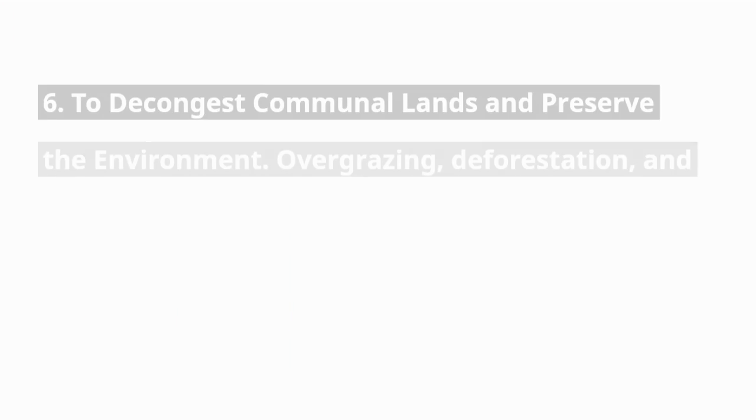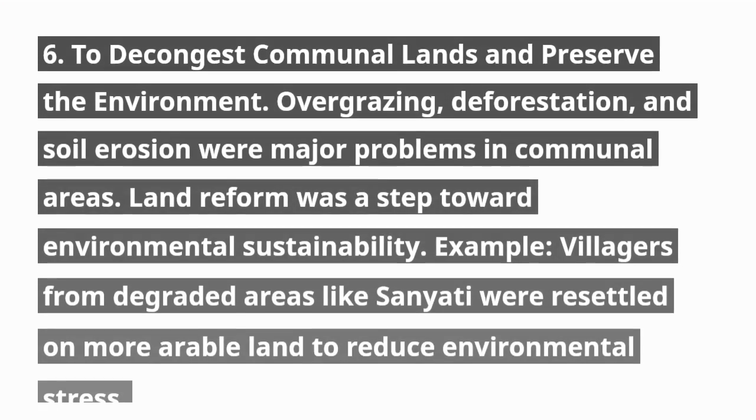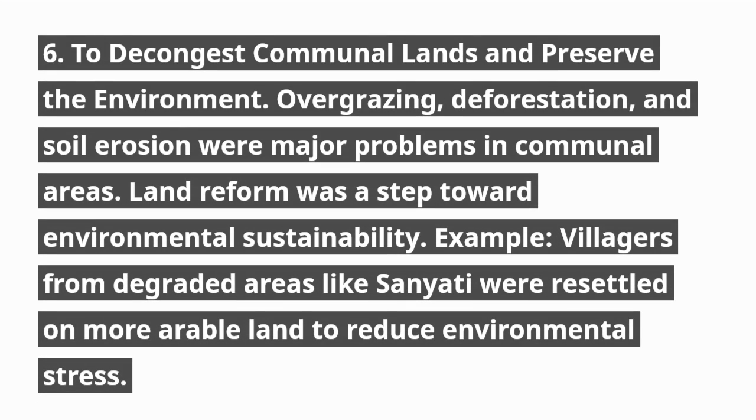6. To decongest communal lands and preserve the environment. Overgrazing, deforestation, and soil erosion were major problems in communal areas. Land reform was a step toward environmental sustainability. Example: villagers from degraded areas like Sanyati were resettled on more arable land to reduce environmental stress.